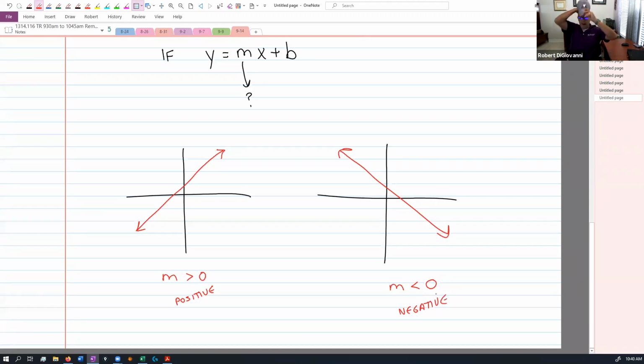Okay, when we come back next time, which would be Thursday, we will talk about parallel and perpendicular lines, and then eventually we're going to start doing some applications. You know, where do we see lines show up in the real world? We're going to do some word problems.